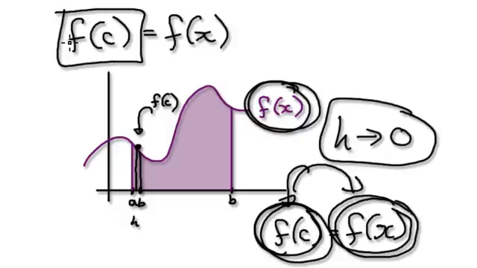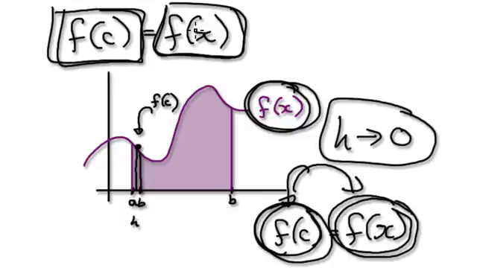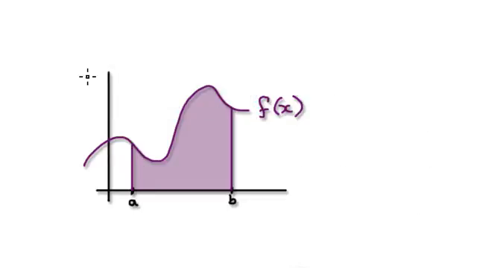Don't forget, this here is the average height. This here is a height. This here is also a height. These two heights will be equal as h tends to 0. This one here, you have to understand in order to progress.